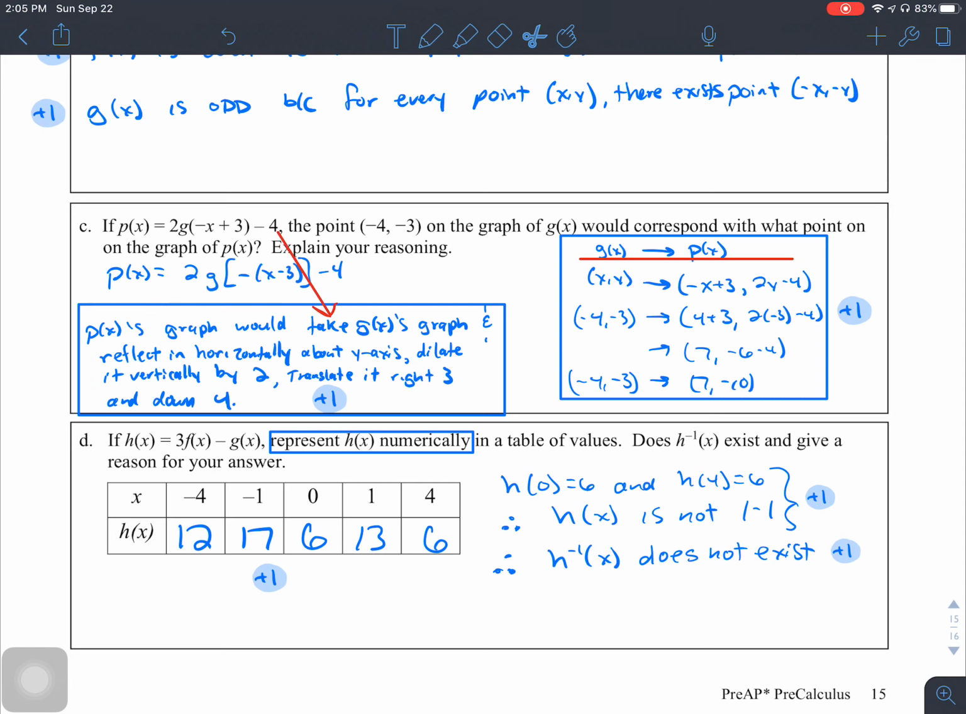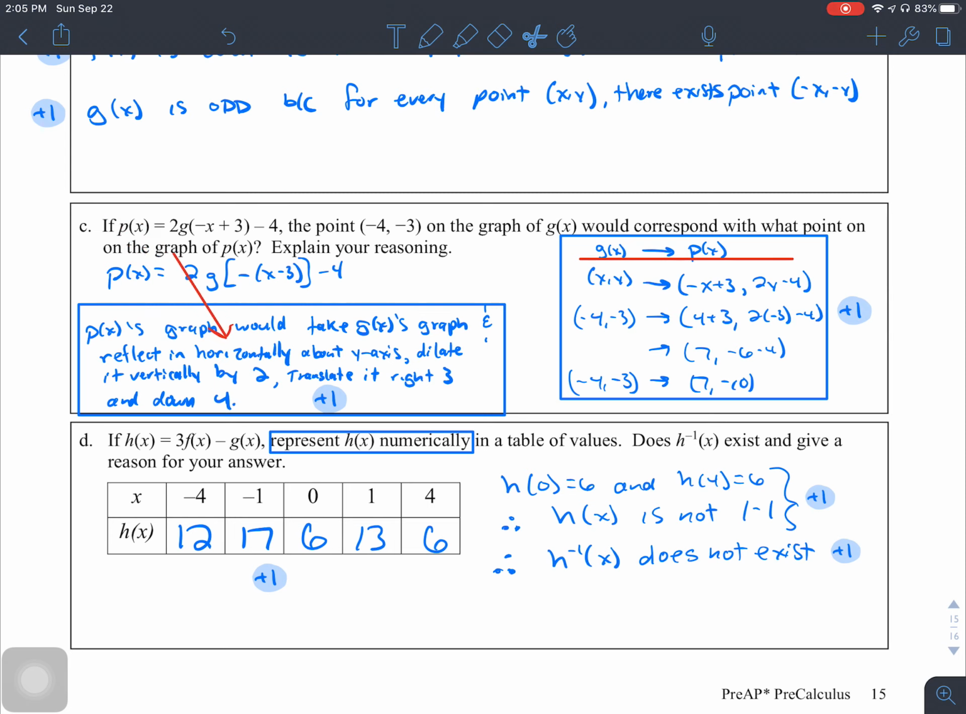P of x graph would take g of x graph and reflect it horizontally about the y-axis. That's because we're multiplying by negative on the inside. Dilate it vertically by 2 because we're multiplying the outside by 2. Translate it to the right 3 because we are subtracting 3 inside the function. And it would also translate it down 4 because we are subtracting 4 on the outside. All that information is 1 point. Me rewriting p of x doesn't get me anything, although I think it makes getting the answer easier.